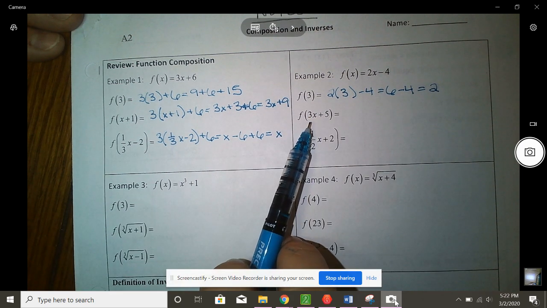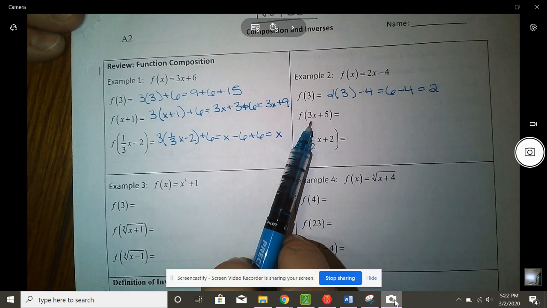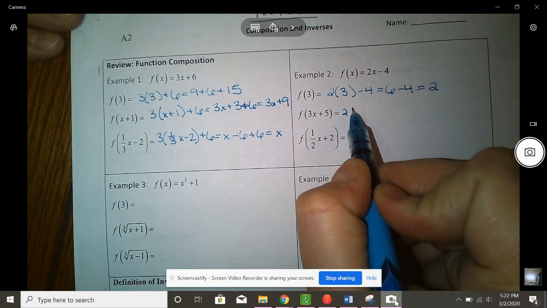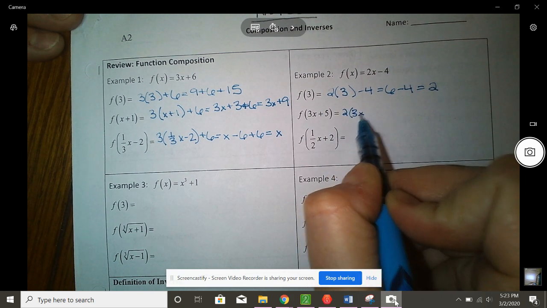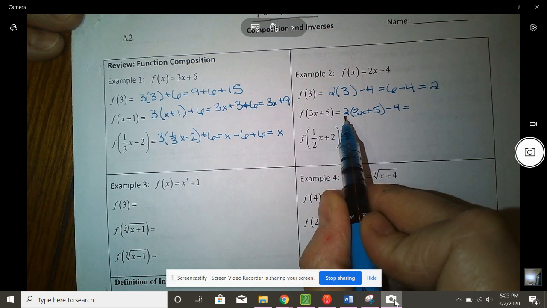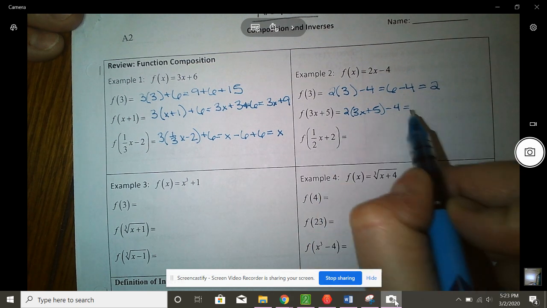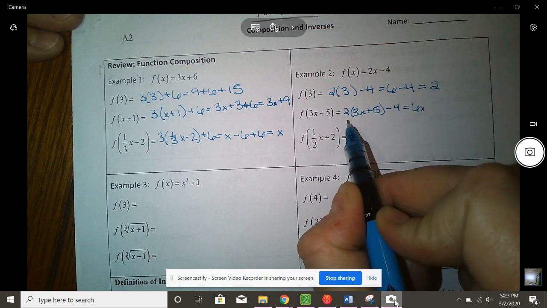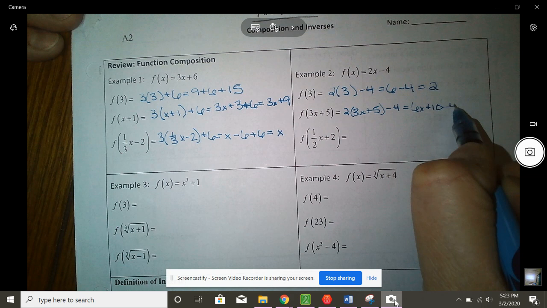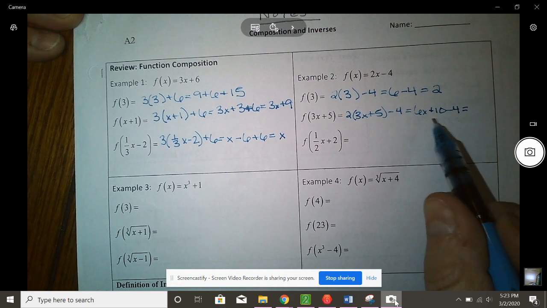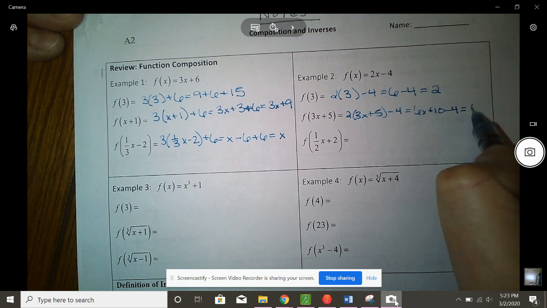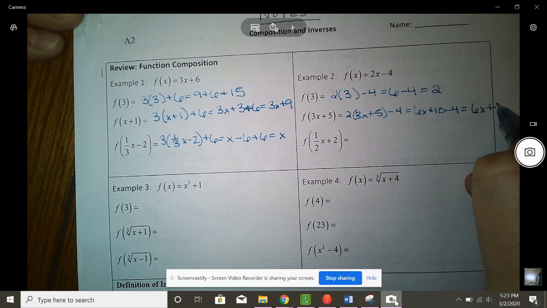Let's plug in a second input value. 3x plus 5 now goes in the input location. So 2 times 3x plus 5, and then minus 4. I distribute, so 3x times 2 is 6x. 2 times 5 is 10. And then we have a minus 4. So we're just going to combine like terms here. 10 minus 4 is what gets to be combined. So we'll have 6x plus 6.